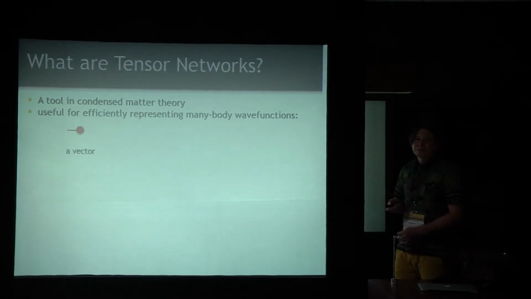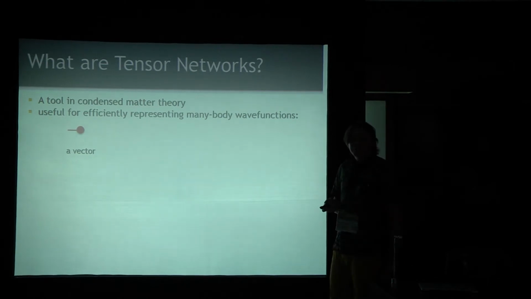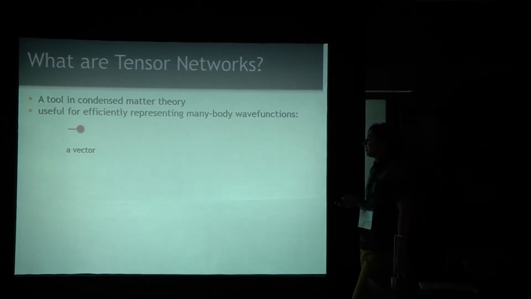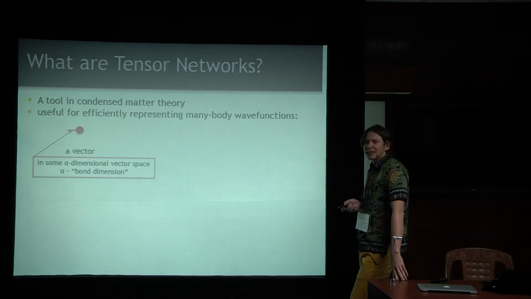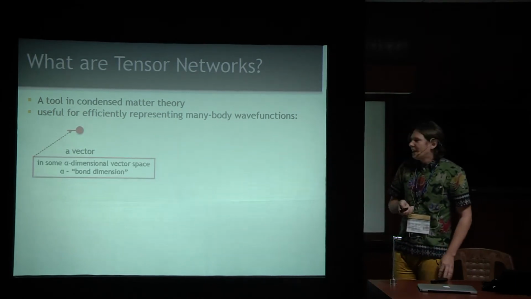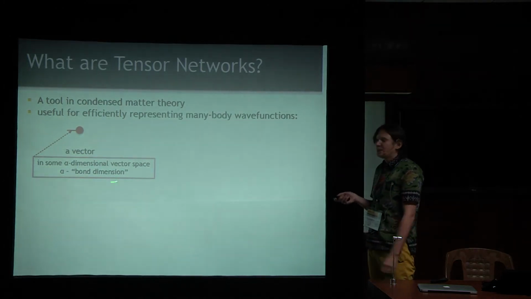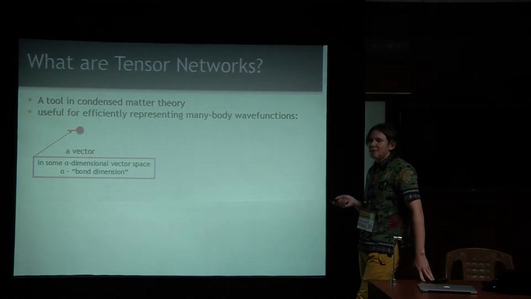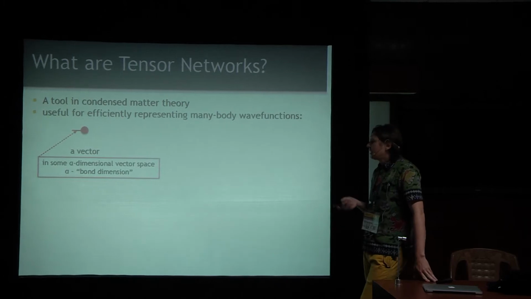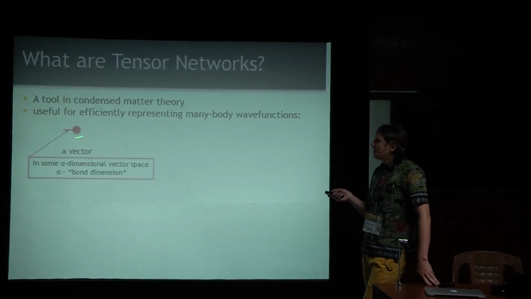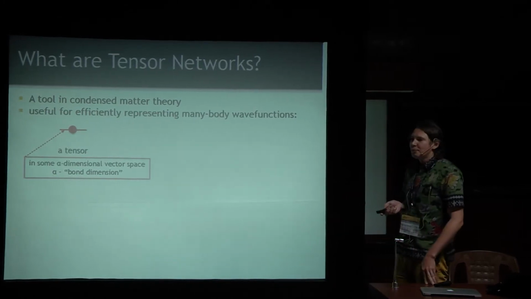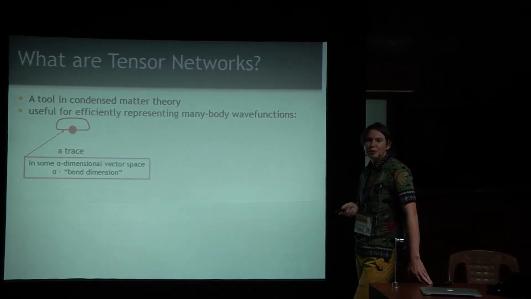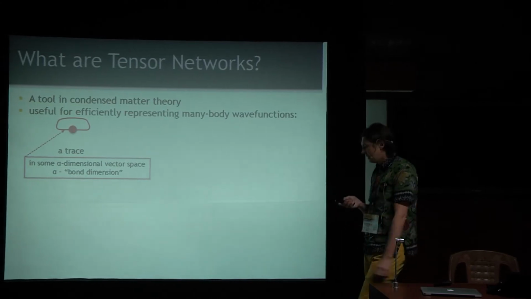So here's the most primitive tensor network, a vector. Why is it a vector? Well, in the tensor network language, every time I have a line, I imagine that this carries an index in some vector space, and the dimensionality of that vector space we call the bond dimension. And every time I have a node, I have a tensor which carries as many indices as there are lines incident on it. So this is a vector. This is a tensor. When I connect lines, I form a trace. So connecting means tracing out.